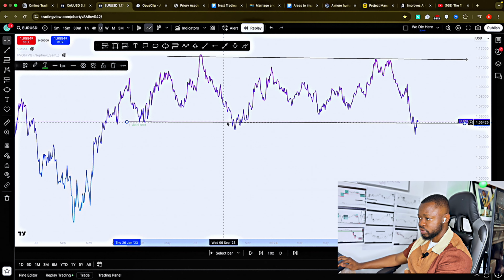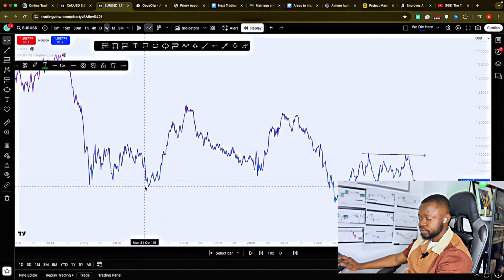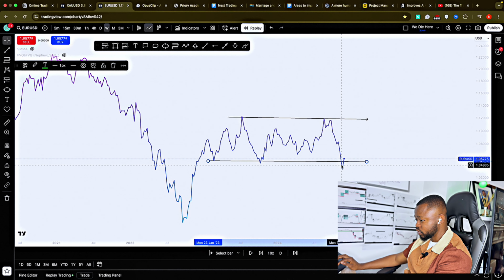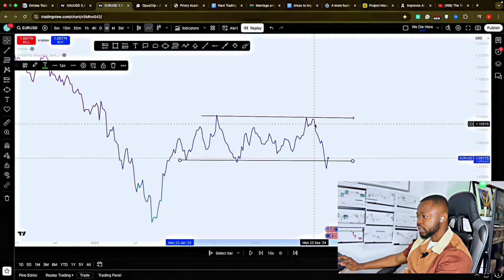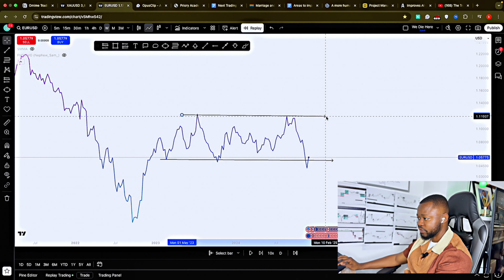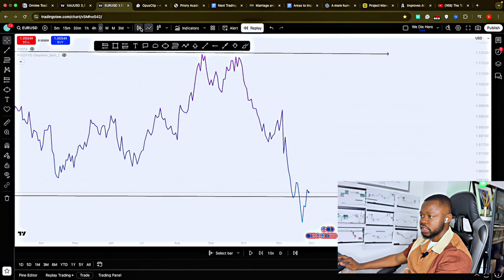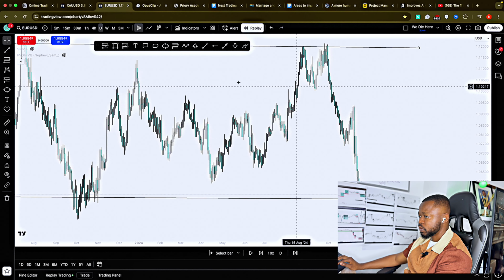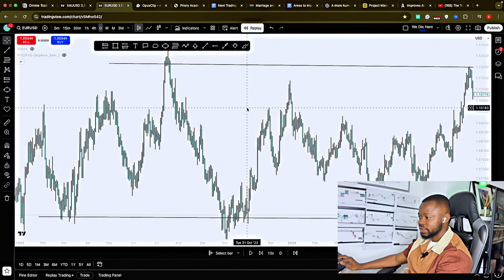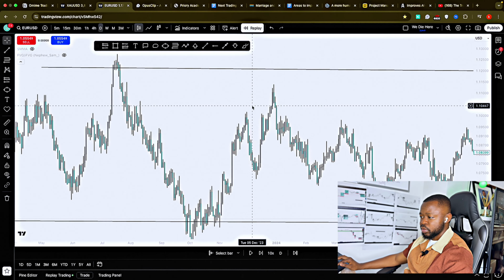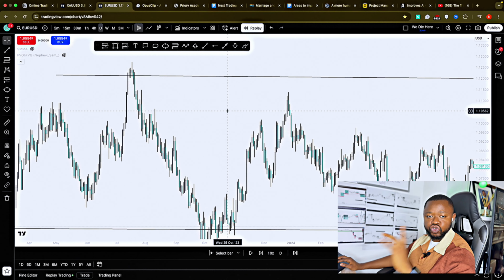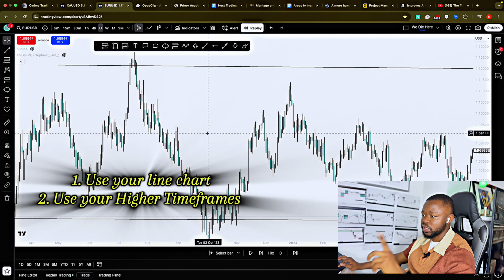You can see rejections around this level. Go back to the weekly, see rejection one, rejection two. You can see even here price came down, broke below it, and went back in. So you can see that zone is a significant zone in the market. If we go to the daily time frame now, move on to the candlesticks, then you see how clean the market is. So the number one thing I've been able to highlight for you is, first off, use your line chart. The line chart is your friend.